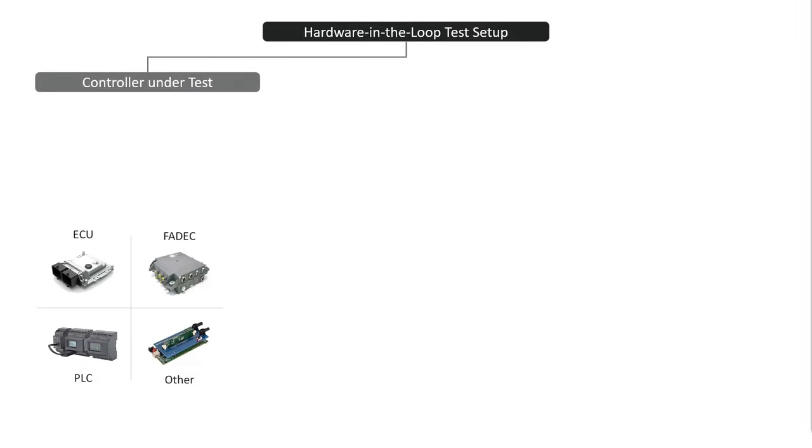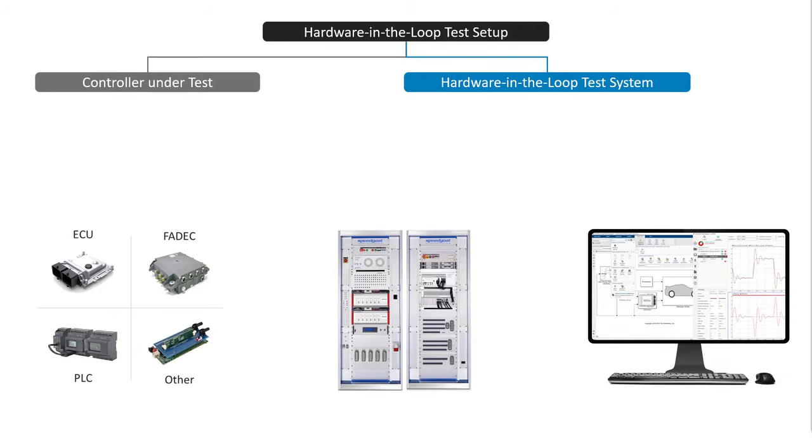Let's look at a HIL test setup. There are typically two main components. First, your controller under test. This includes both the production hardware and the embedded software that requires thorough testing. And second, a HIL test system.